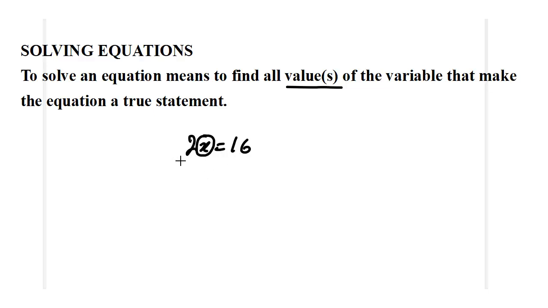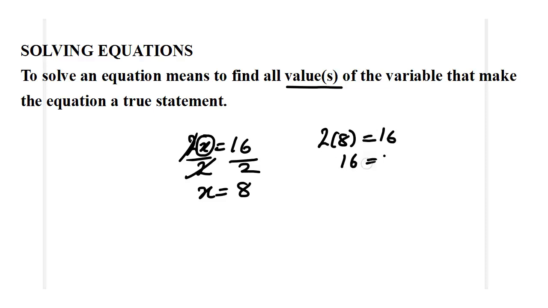And the only way to do that is to divide both sides by the coefficient of x, which is 2. So if I divide by 2, I have x is equal to 16 divided by 2, which is 8. So meaning that if x is equal to 8, 2 times 8 will give me 16. So that will give me 16 is equal to 16. So this is a true statement. So in that case, we have been able to solve for x.